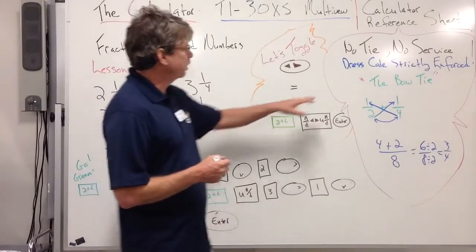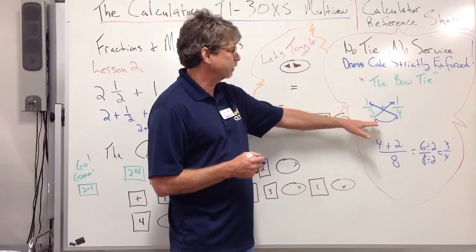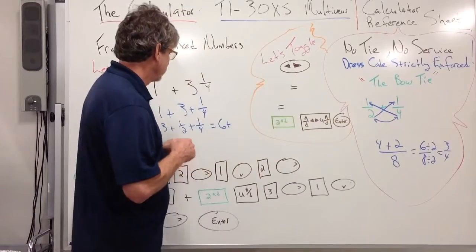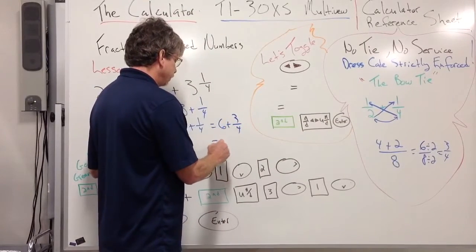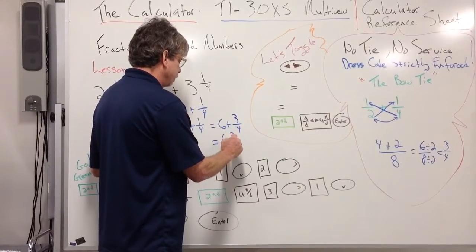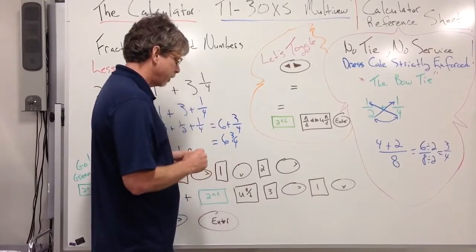So by using the bow tie method, we're able to add fractions that have different denominators. Okay, so it gives me 3/4. So if we put this together, that is going to be 6 and 3/4. That would be our answer.